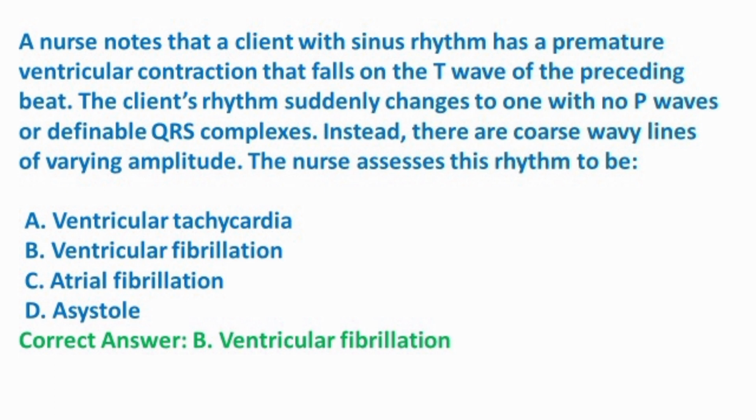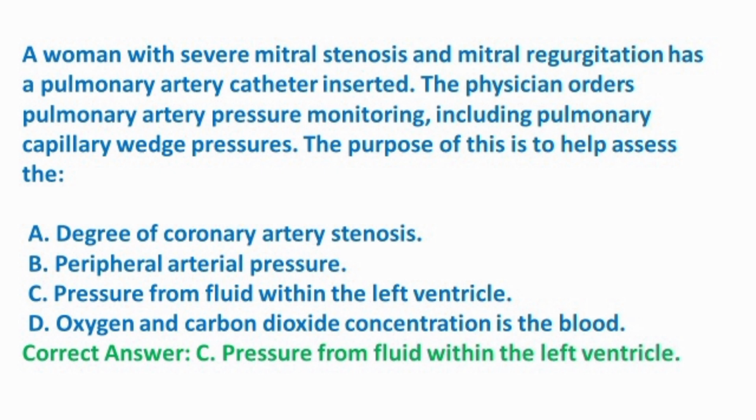Ventricular fibrillation. The next question is, a woman with severe mitral stenosis and mitral regurgitation has a pulmonary artery catheter inserted. The physician orders pulmonary artery pressure monitoring, including pulmonary capillary wedge pressure. The purpose of this is to help assess the: A. Degree of coronary artery stenosis, B. Peripheral artery pressure, C. Pressure from fluid within the left ventricle, D. Oxygen and carbon dioxide concentration in the blood. The correct answer is C, pressure from fluid within the left ventricle.